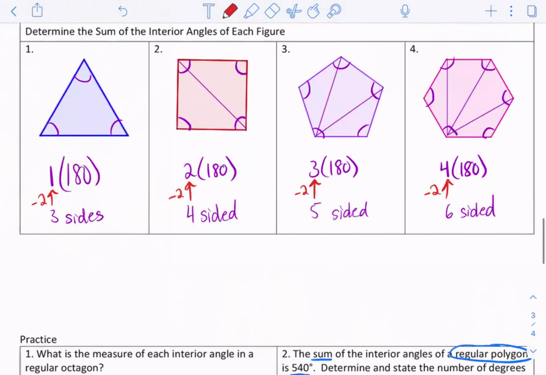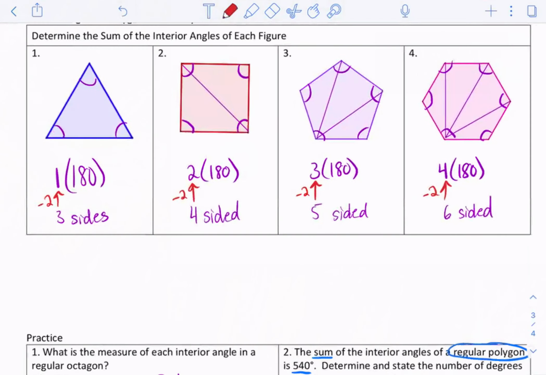So there is a formula that a lot of people like to use. They say, okay, n is my number of sides. If I subtract 2 from it and multiply it by 180, that's the sum of the interior angles. So you might see that formula, but I kind of gave you the shortcut method into how you can figure it out.